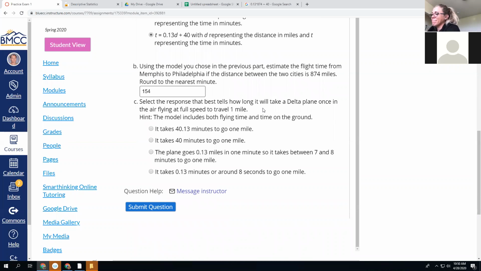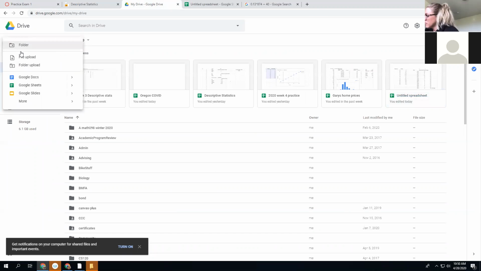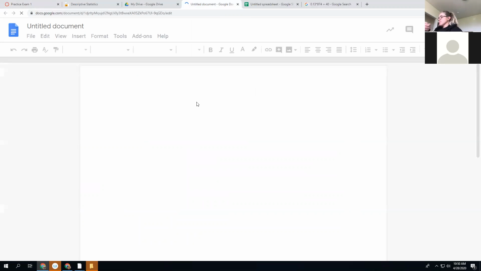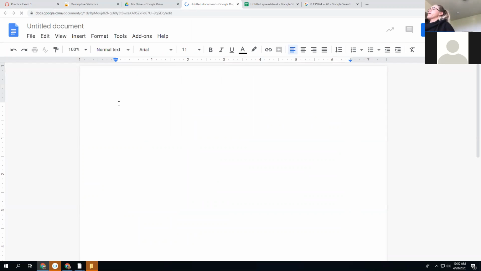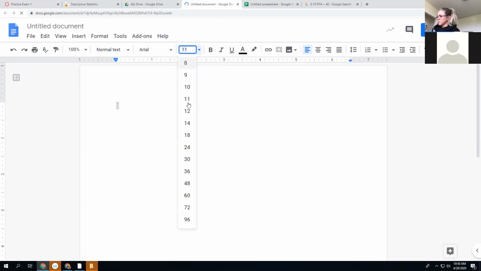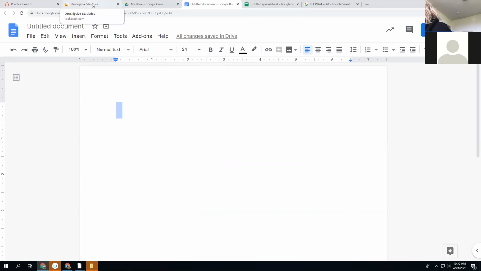Select the response that best tells how long it will take a Delta plane once in the air flying at full speed to travel 1 mile. Okay, so that's a question about the slope. My whiteboard is dead, so I'm just going to have to talk through this. Oh no, I can type through this. Let's add a new doc and make the font bigger, and I can type my ideas. Is that big enough?